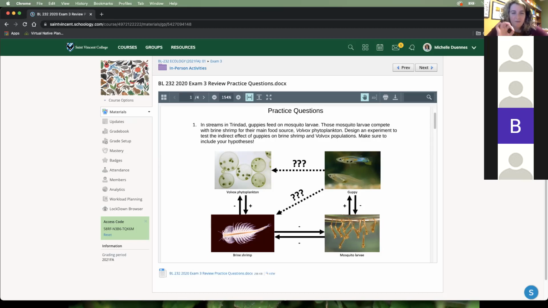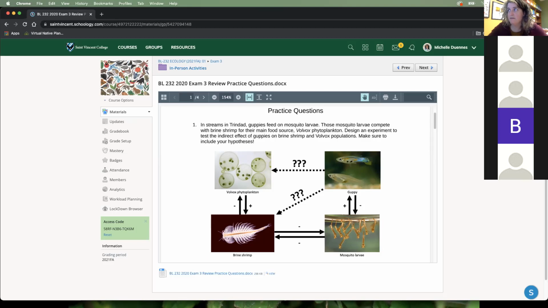But maybe the Volvox population would decrease because perhaps the mosquitoes eat Volvox at a higher rate than the brine shrimp. But then conversely, you might expect that if you have guppies in there, the mosquito larvae population might decrease. Perhaps the brine shrimp population would increase because they're not competing with the mosquito larvae for the Volvox.